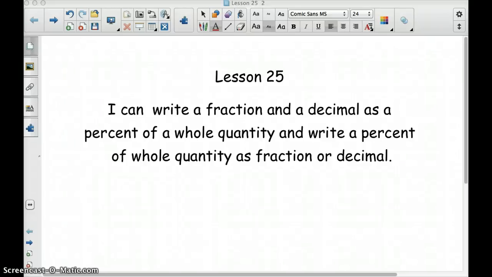Alright, today we're going to talk about lesson 25. I can write a fraction and a decimal as a percent of a whole quantity and write a percent of a whole quantity as a fraction or a decimal. Now, that's a lot of words there, but basically what we're going to be able to do here is take a percent and write it as a fraction and a decimal, and vice versa.